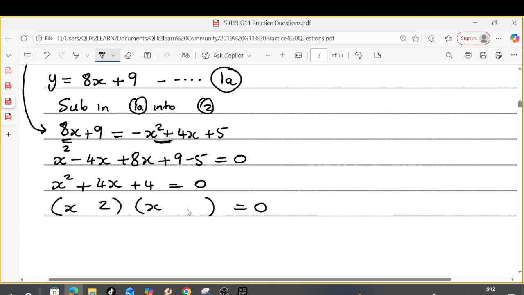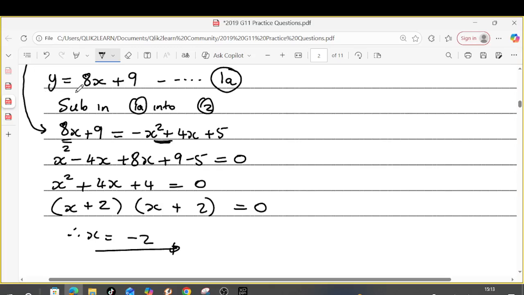So now it's going to be 2 and 2. Thank you very much, guys. Both of them will be positive, okay? This will be positive, this will be positive. Therefore, x is just negative 2 because both of them are positive. X is just negative 2.